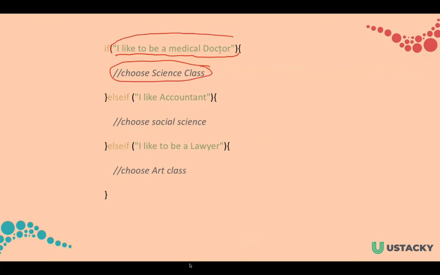This statement here is known as a condition. A condition can either be true or false. When the condition is true, then this block of code will be executed, the code between these two curly braces. This can be 2, 3, 4, 10 lines of code. Everything between these curly braces is going to be executed. This is known as a block of code.